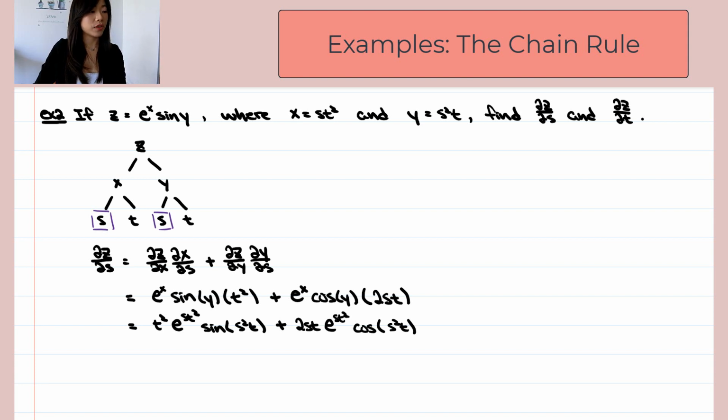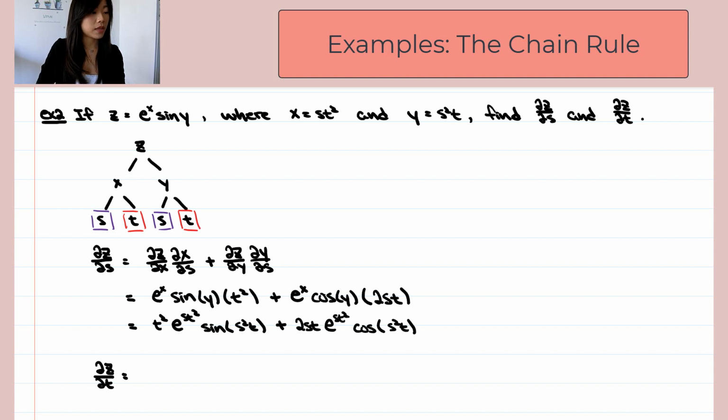How about the other partial derivative? So we want the partial derivative of z with respect to t. If we look at our diagram again, at the end of the tree, I also have 2 t's. One is along the x branch, and the other is along the y branch.